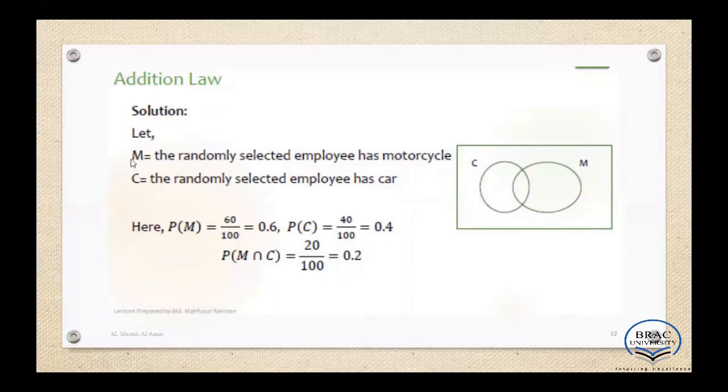First of all, we define the events. Say, for example, M: the randomly selected employee has a motorcycle, and C: the randomly selected employee has a car. See the diagram. C is here and M is here, and they have some common points, right? The information given in our question is probability of M is 60%, that means 60 over 100. The probability of a person who has a car is 40%, that means 40 over 100. And the person who has both, that means probability of M intersection C, is 20%, that means 0.2.